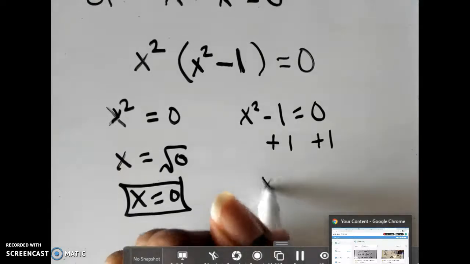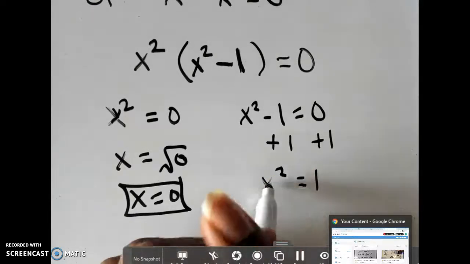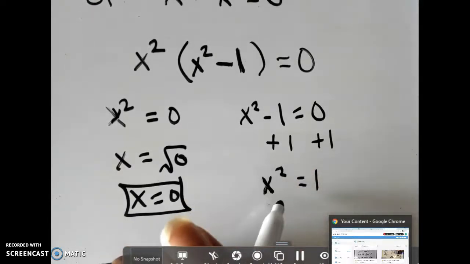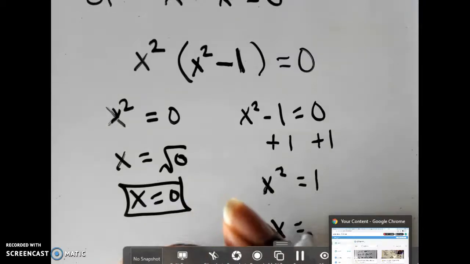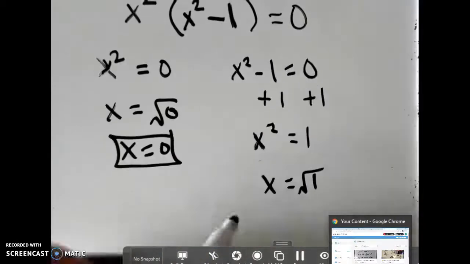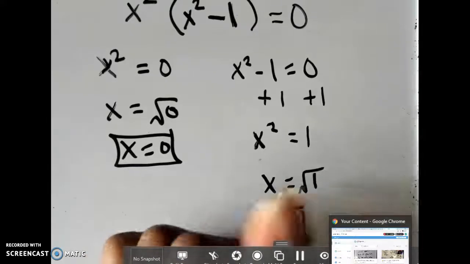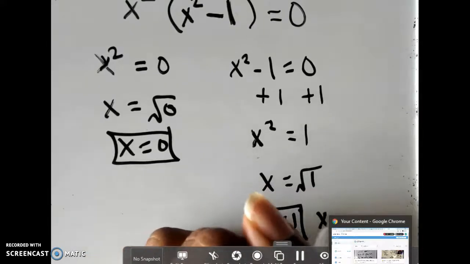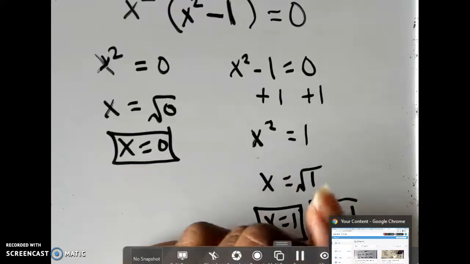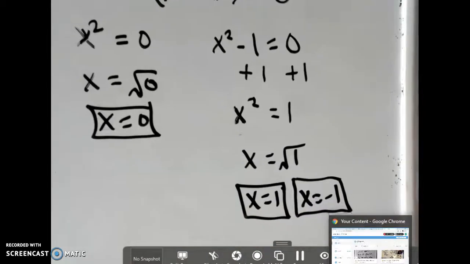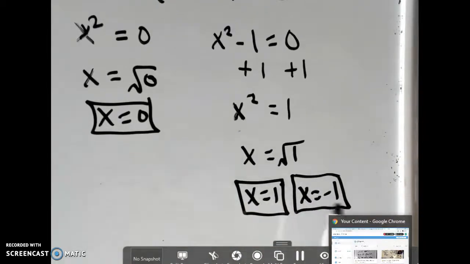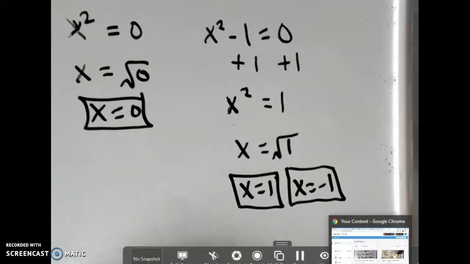Then we're going to have x squared equals a positive 1. Lastly, we're trying to get the x by itself, so we take the square root. And then the square root of 1 is a positive 1. And don't forget, we can also get negative 1. So that's one of the tricky parts about square roots. You have to remember the positive and negative. Negative 1 times negative 1 is 1, and 1 times 1 is 1.